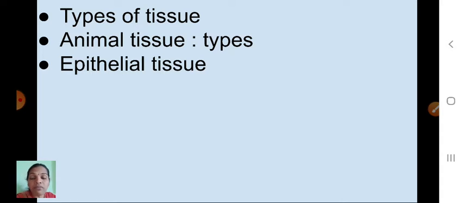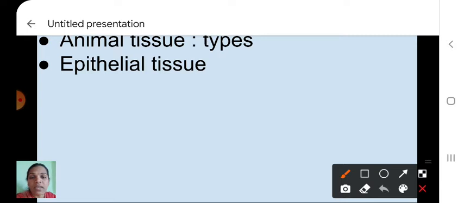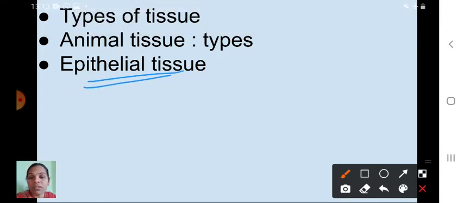Last session we discussed epithelial tissue and their types. Isn't it children? Can you say how many types of epithelial tissue we studied? We studied 6 types of epithelial tissue, and we discussed their location, structure and function. In this session I am going to explain connective tissue. Okay, that is one kind of animal tissue.